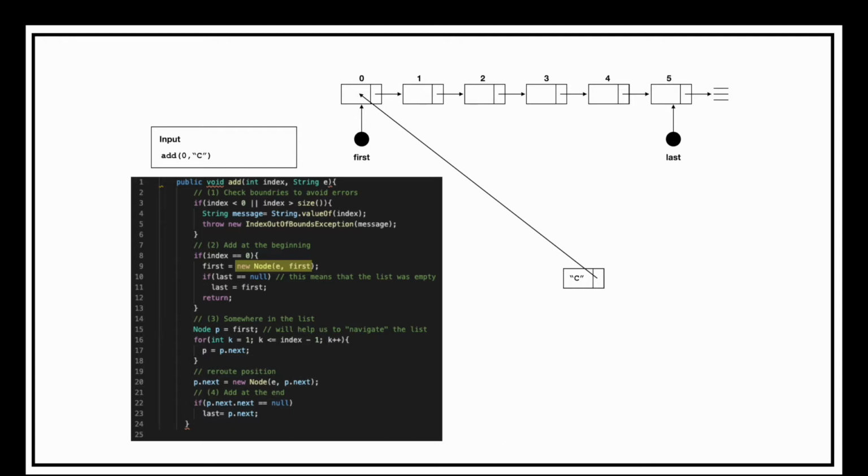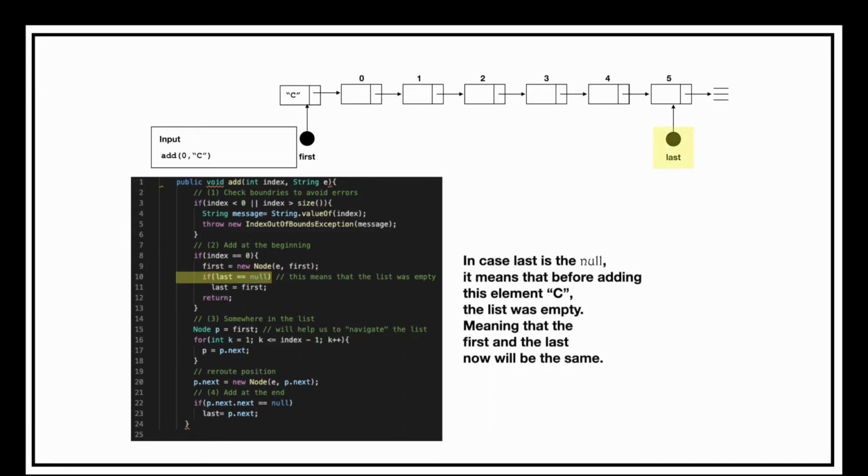Once we create this connection, we're going to have this representation. The next thing we have to do is to assign it to first, which is the left side of the equal sign. Here we're going to point first to that value. Now we satisfy this line that is being highlighted. The next if statement only checks in case last is null. It means that before we added this element C, the list was empty. That's why last was pointing to null. Fortunately, that was not the case, and we can just skip.